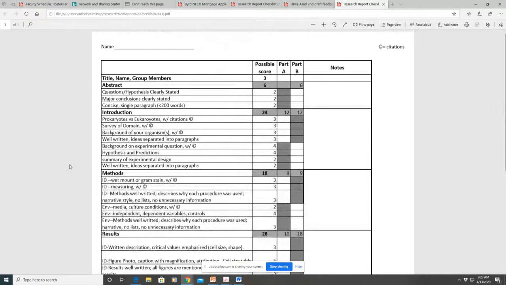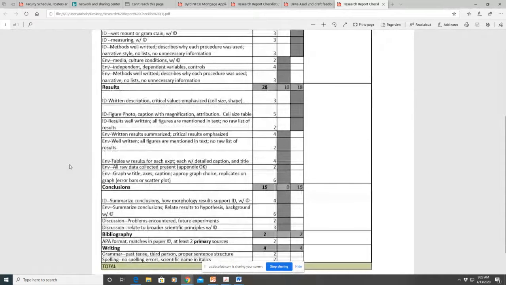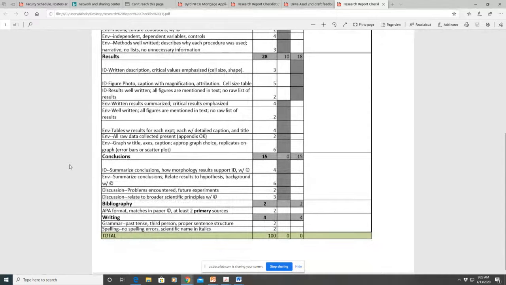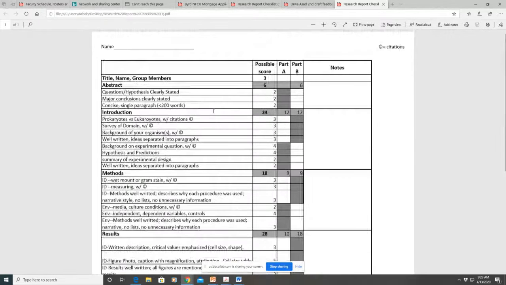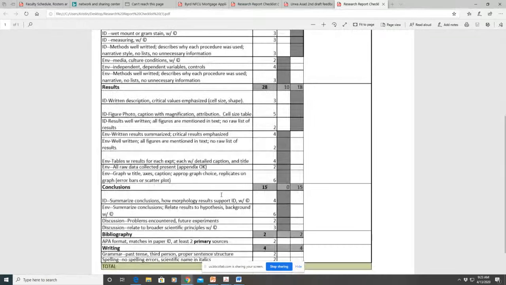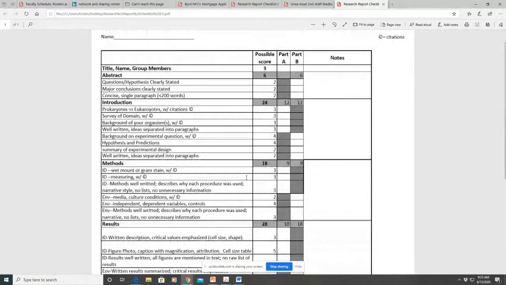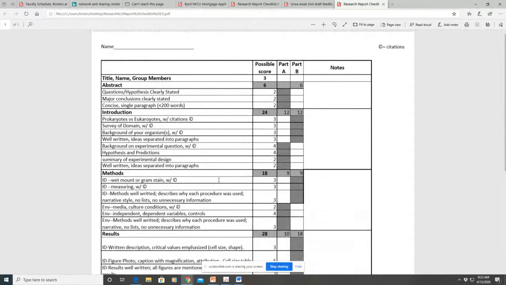So you still get one more chance to make this right. So if you've already turned this into me and I already gave you your grade, don't worry about it, but please take it seriously to make sure you're fulfilling this rubric. Grade yourself. Did you do these things? Okay? Any questions on that?